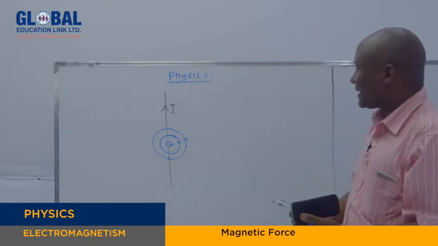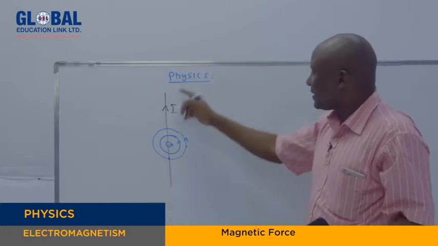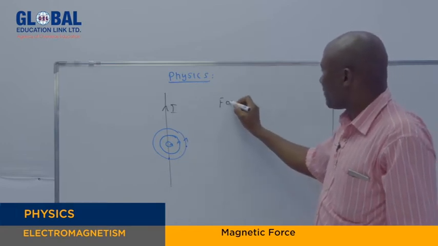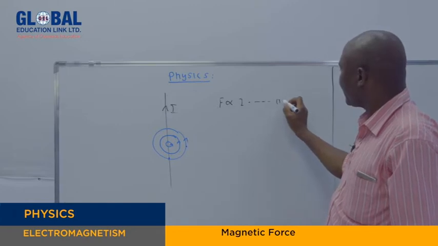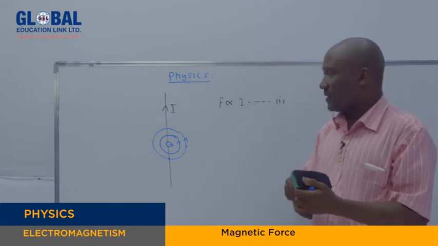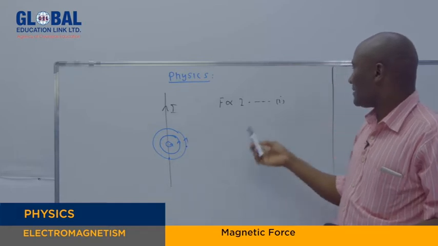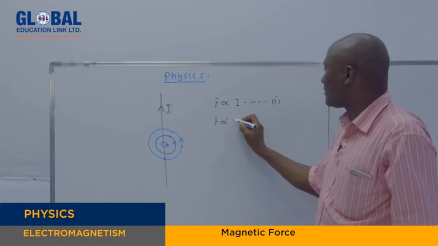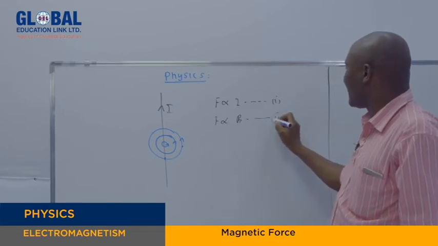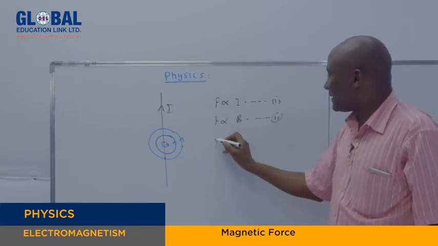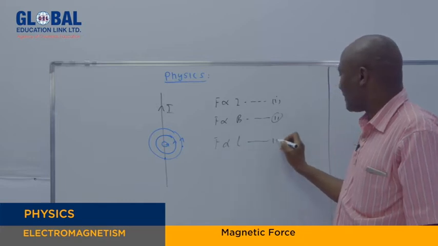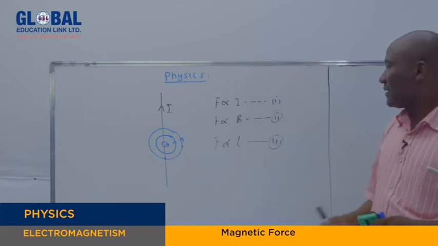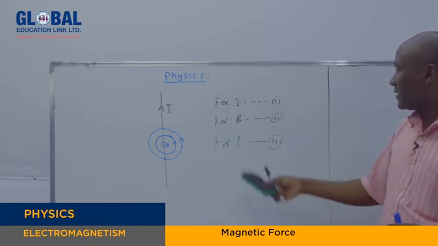It has been found experimentally that a wire carrying current experiences a force which is proportional to the current. So when the current increases, the magnetic force also increases. And we saw that the magnetic force also depends on the magnetic flux density, and on the length of the conductor. If you have a short wire, a short conductor, the magnetic force will be affected.